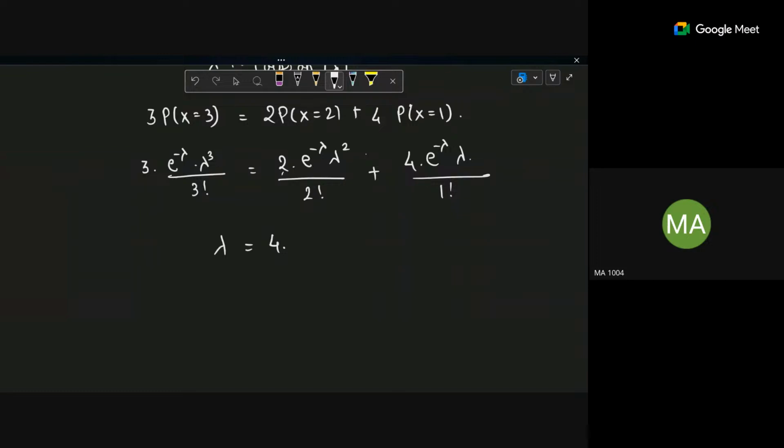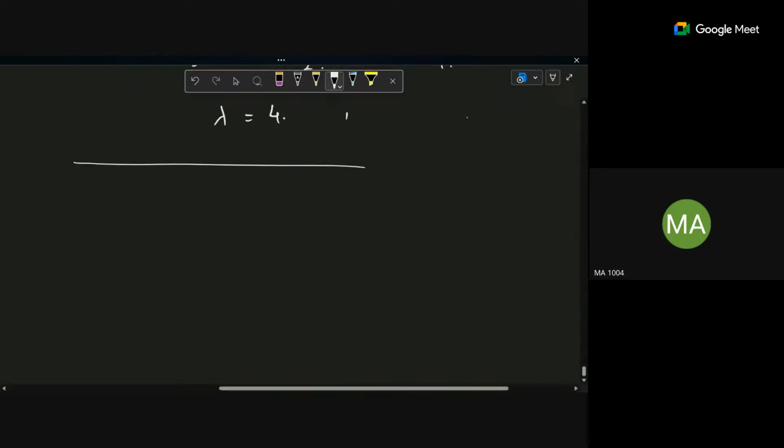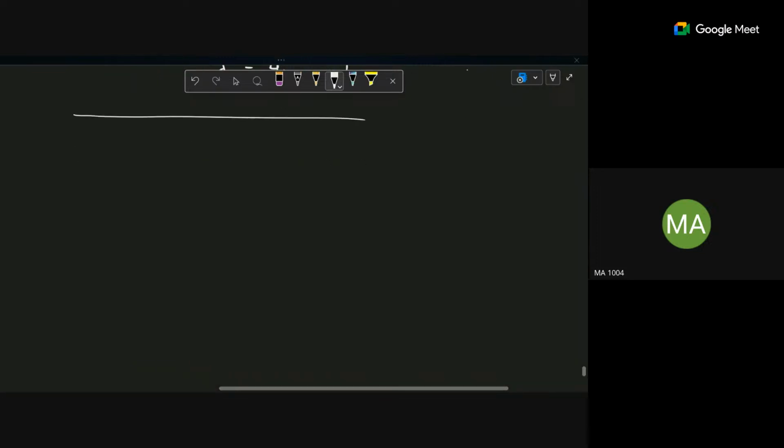So this question will reduce into a quadratic equation and you will find two values for lambda, but you are not considering the negative one. Why? Because the range is from 0 to infinity for Poisson. It's a Poisson random variable, the value can't be negative. Okay, that's the definition part.